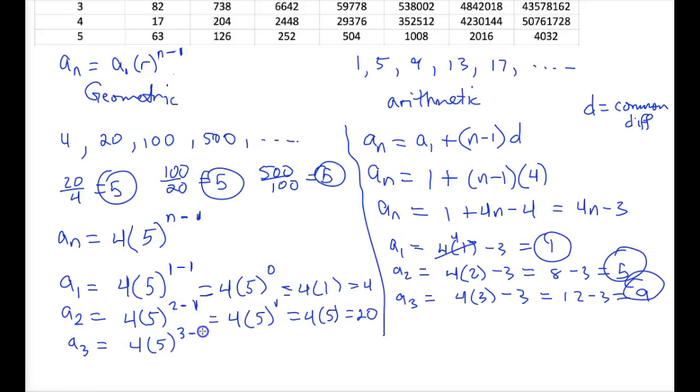So we're back here. So now that's 4 times 5 raised to the 2. And of course we have to do 5 squared, which is 25. And of course 4 times 25 is 100. So you see how here I get 4, then 20, then 100, kind of goes along with what we're talking about here.